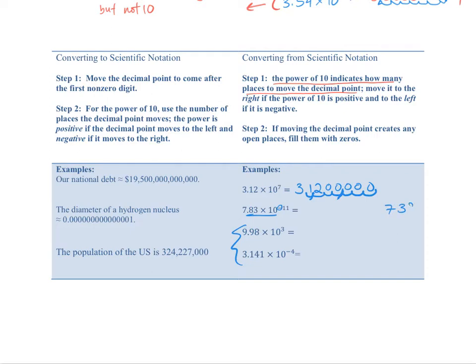And for this particular example, because there's a negative exponent, I will be moving it to the left. So 738, the decimal point is here, 1, 2, 3, 4, 5, 6, 7, 8, 9, 10, 11. So the decimal point would be here. Fill all these in with zeros, and go ahead and try these.